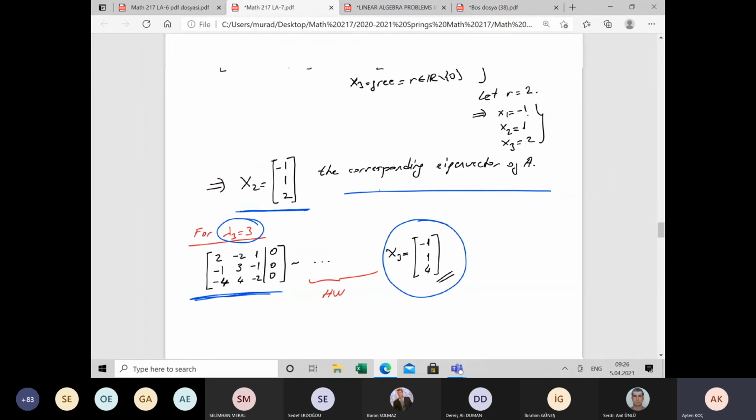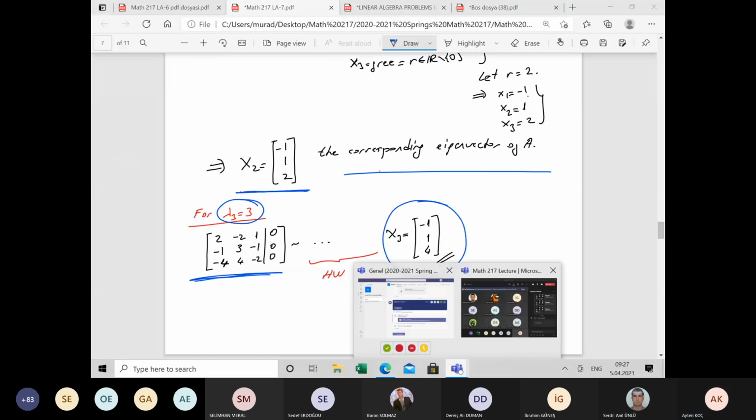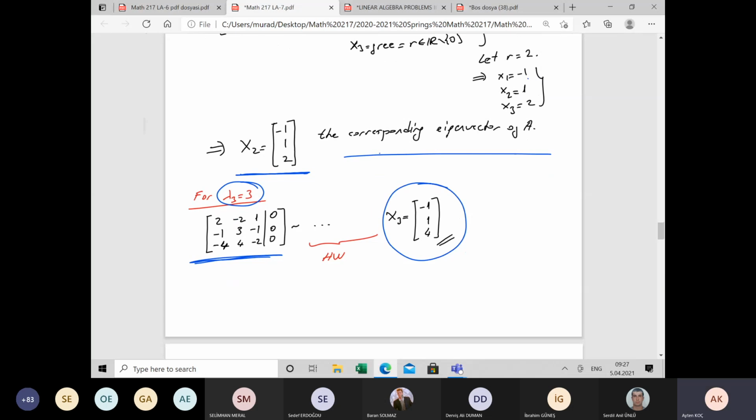Now let's have a 10 minute break, and then we give the diagonalization. Diagonalization. Any question?